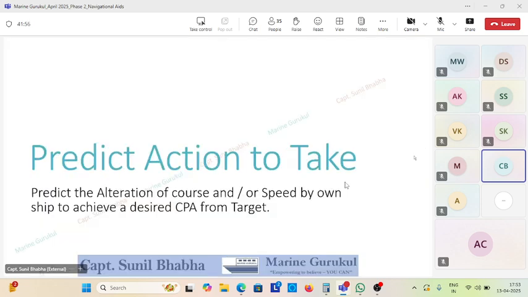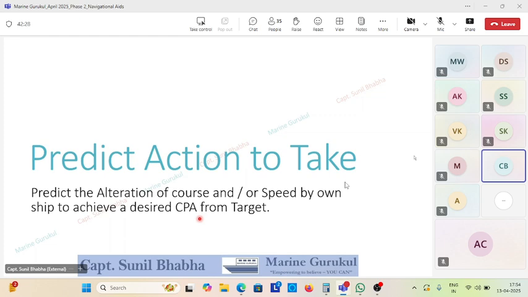Having understood the basic plotting technique, we are now in a position to progress to our next plotting method, that is predict action to take by own ship. So we have to basically predict the action to take. Action could be an alteration of course and an alteration of speed by own ship to achieve a desired CPA. Now this is what is practically required on board.